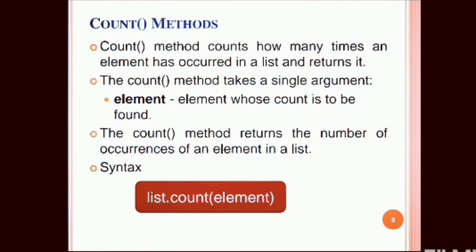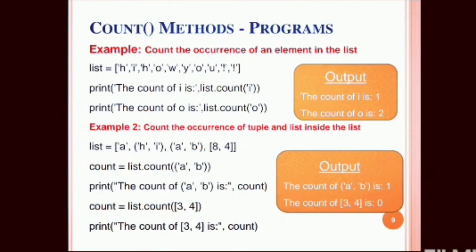Then the count method. The count method counts how many times an element has occurred in a list and returns it. The count method takes a single argument, the element whose count is to be found. The count method returns the number of occurrences of an element in a list. Syntax: list.count(element).